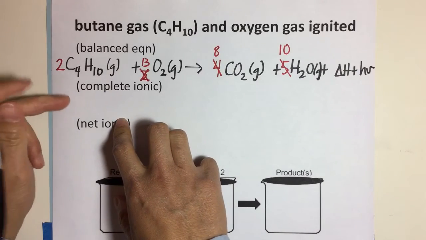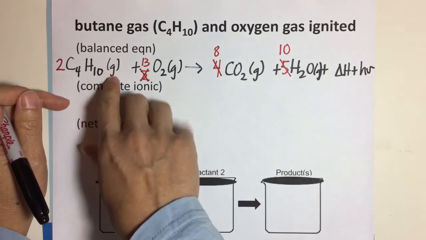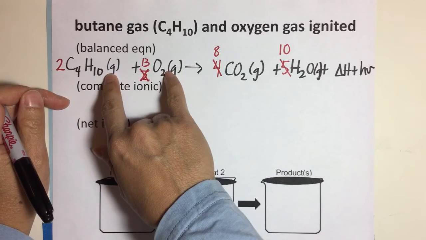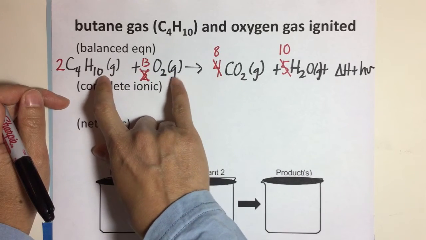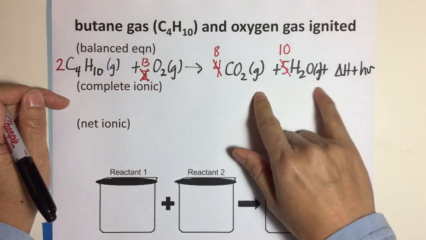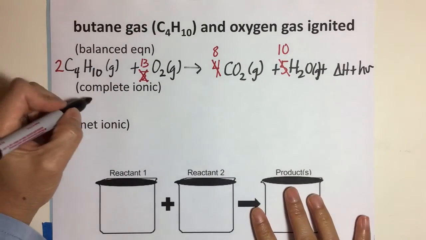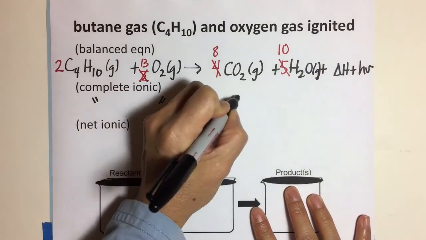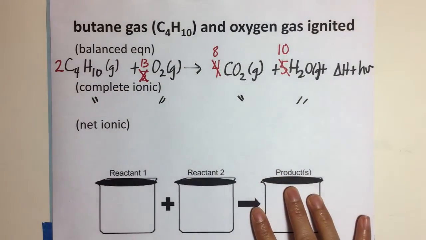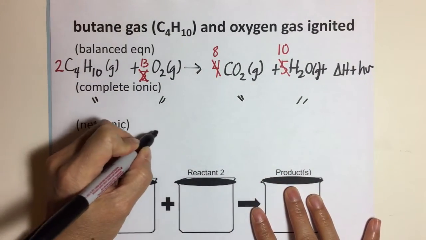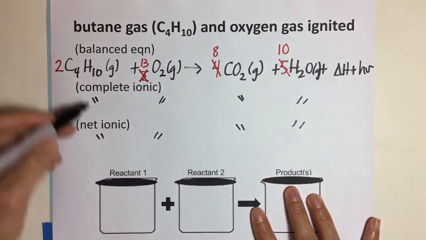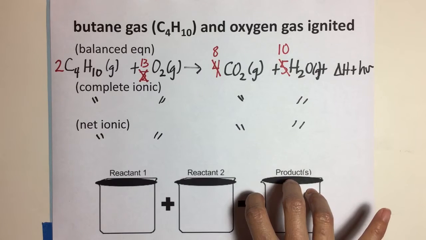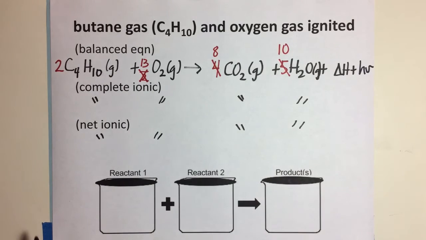So a complete ionic equation, interestingly enough, is, again, we only dissociate things that are aqueous, and that's why we put those states of matter in. So these are both gases, and all these are all gases. So the net ionic equation is the same as the complete ionic, so I'm just going to put ditto here. The complete ionic and net ionic are the same as the original balanced chemical equation.